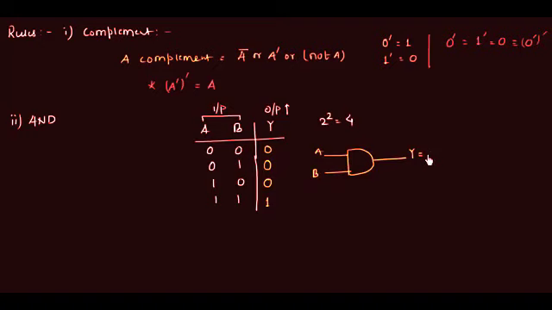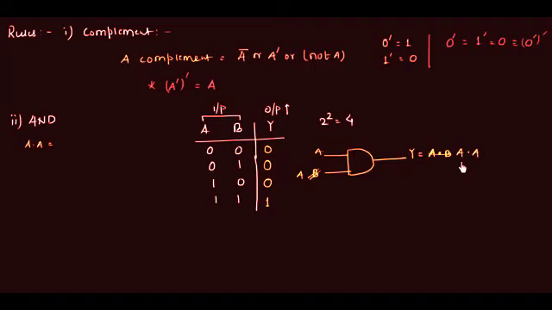The output is Y, and then it is represented as A and B. This dot represents AND. Now let's see what rules are there. The first one is A and A. What will be the value if I take the AND operation of the same variable? If I replace B with A, then I have A and A.